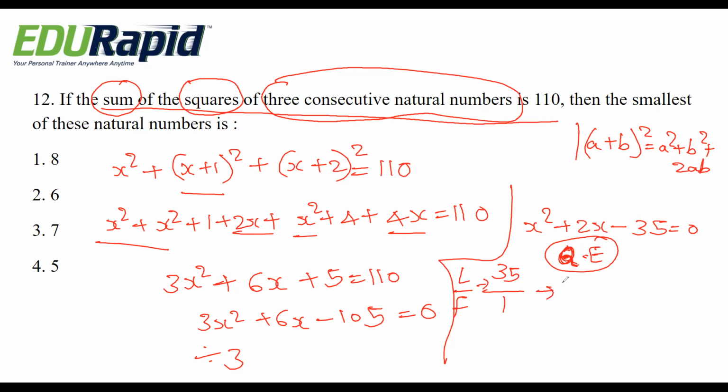So 35 you can split as 7 5 is a 35. Here in the denominator it is 1 1 1 is a 1, 7 5 is a 35. Why I chose 7 and 5 is that if you multiply these two we get the last number, and if you add or subtract you get the middle number. See, 7 minus 5 becomes 2. So this is the equation.